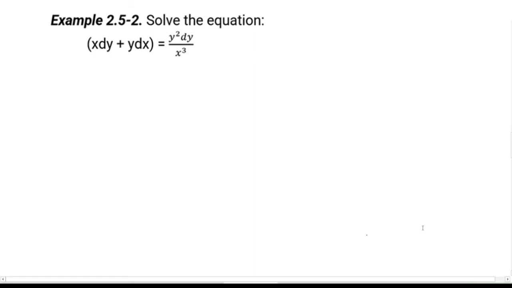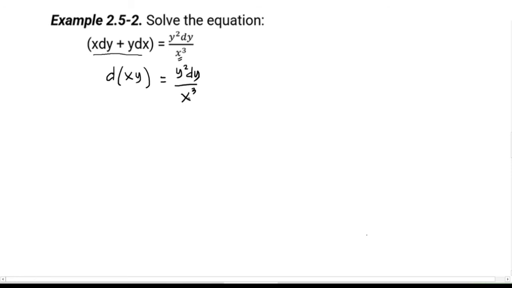Our next example, solve the equation x dy plus y dx equals y squared dy over x cubed. You notice our right terms contain the variable x cubed, and this is the difference from the previous example. For the solution, similar to the previous, we are going to substitute this exact, that is the differential of xy, that is equal to y squared dy over x cubed.